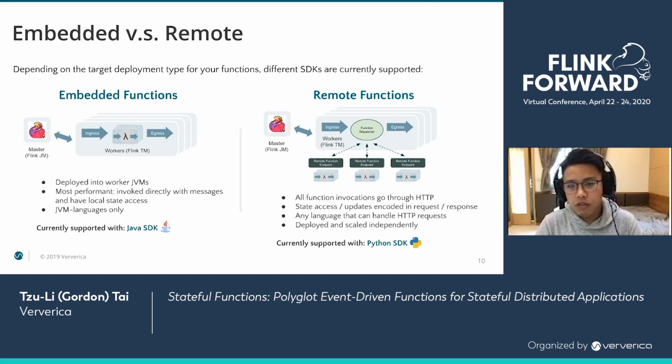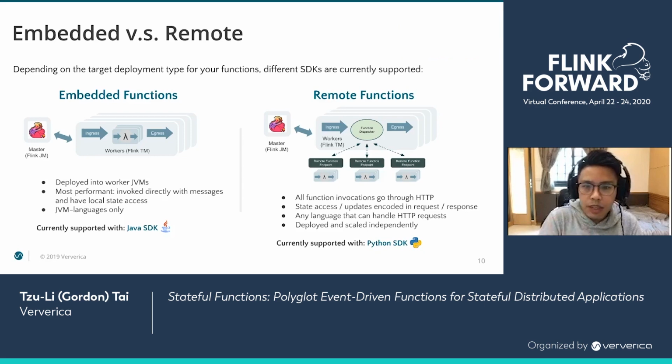And on the right, remote functions. The difference between remote functions and embedded functions is that remote functions are deployed separately and external to the Flink stateful cluster as a standalone service with an exposed HTTP endpoint. So the main difference is that function invocations go through remote HTTP requests.